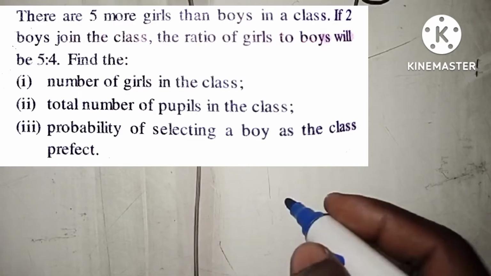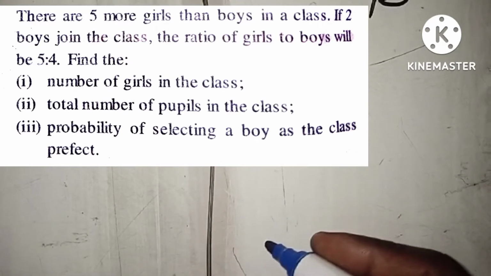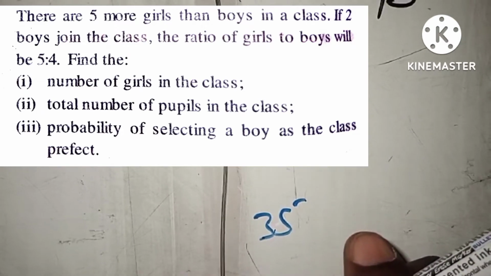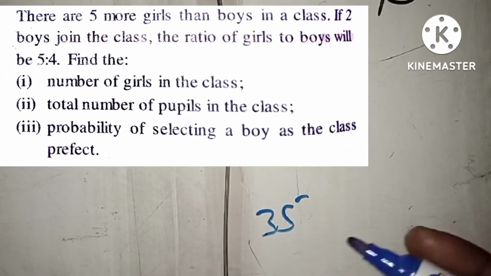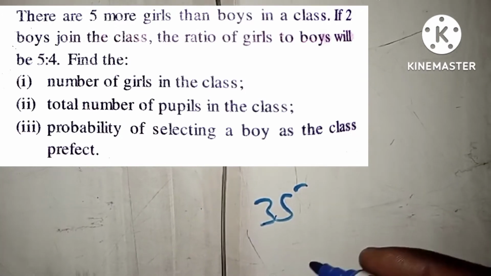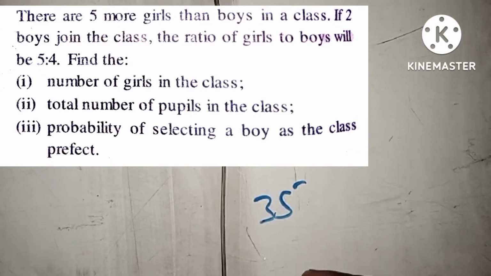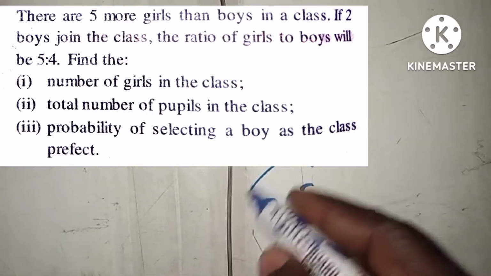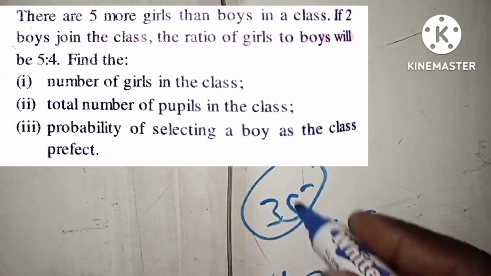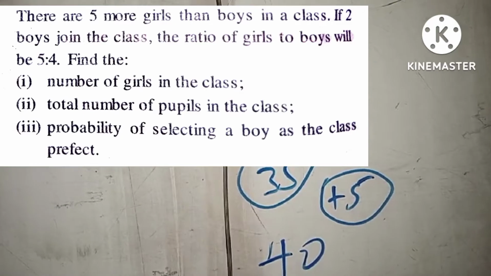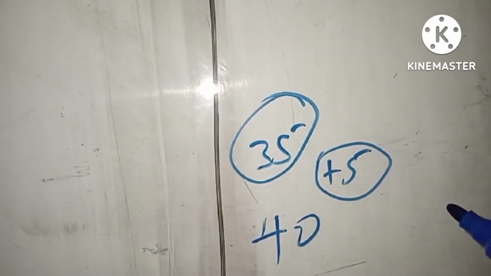According to the question, there are five more girls than boys. So assuming there are 35 boys in the class, then we have five more girls than the boys, meaning 35 plus five. So the girls will be 40. Is that okay? Because we are told plus five, additional five. If there are 35 boys in the class, we have five additional students more than the boys. So the girls are going to be 40. This is very, very simple.